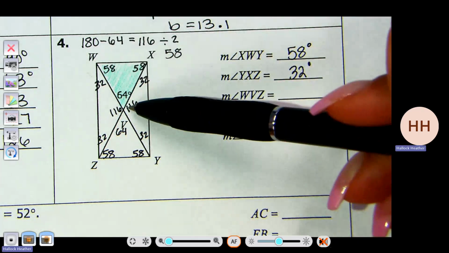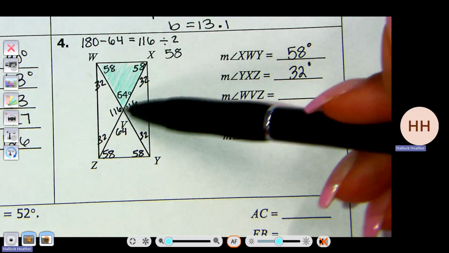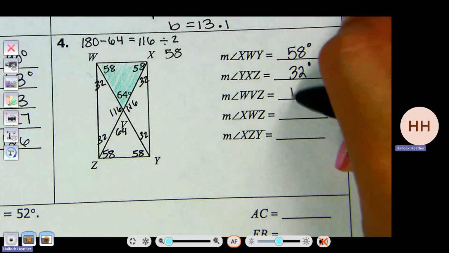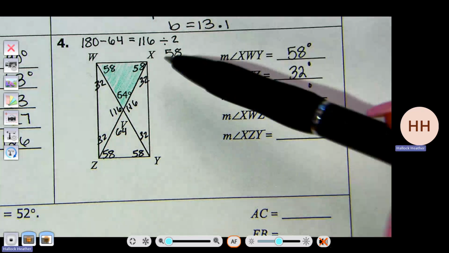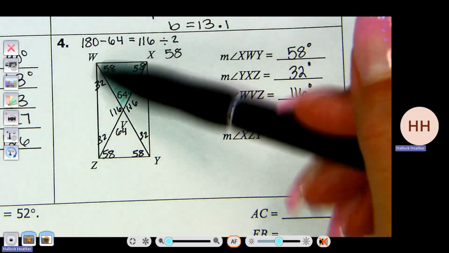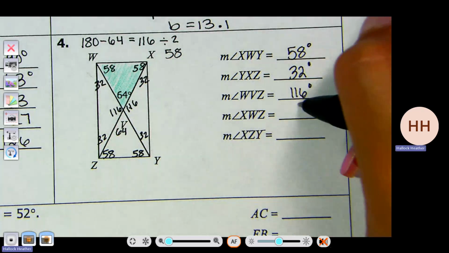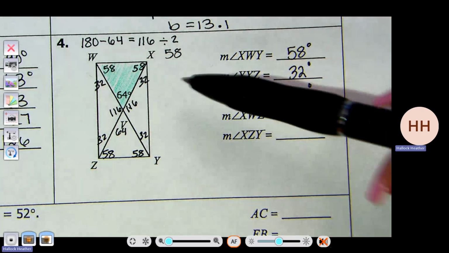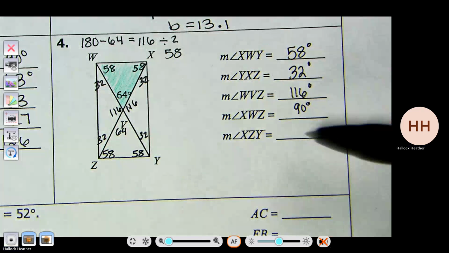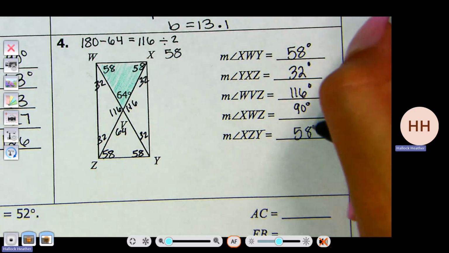What about WVZ? Where's V? WVZ, 116. Good. Okay, then we have XWZ, 90. And then XZY, 58.